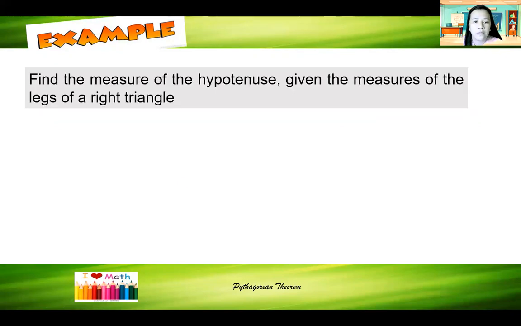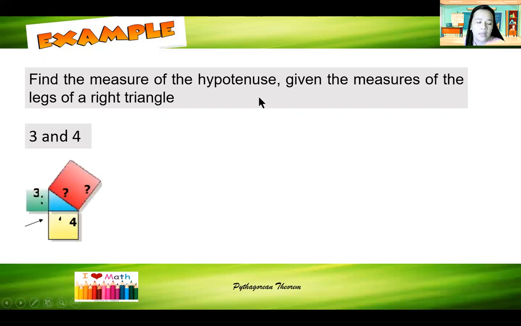Okay, now let us apply the Pythagorean theorem. Find the measure of the hypotenuse, or the longest side, given the measures of the legs of a right triangle. Remember, if you have the hypotenuse, you're going to use the formula c squared is equal to a squared plus b squared. So you have 3 and 4, and you're going to find the measurement of the hypotenuse or the longest side.